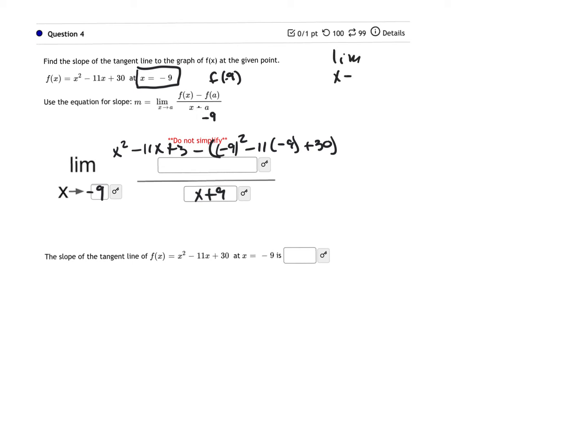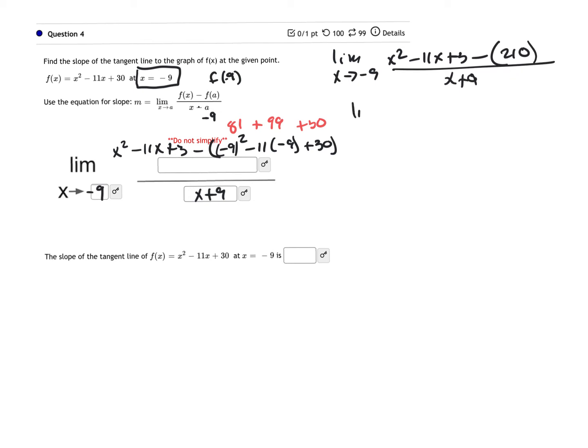So I do the limit as x approaches -9 of x squared minus 11x plus 30 minus, then I'm going to do everything in my parentheses. So this will be a positive 81, this is a positive 99, and this is plus 30. When I put all that together, I'm going to end up with a positive 210 over x plus 9.